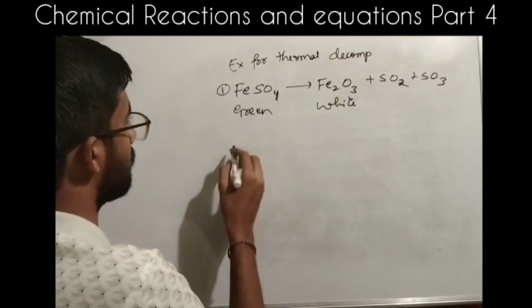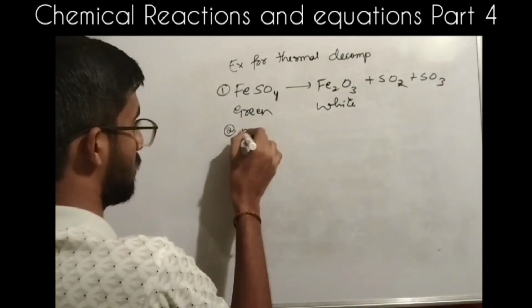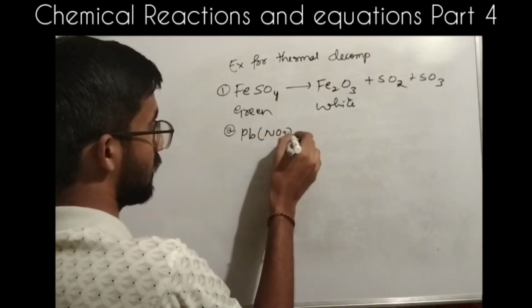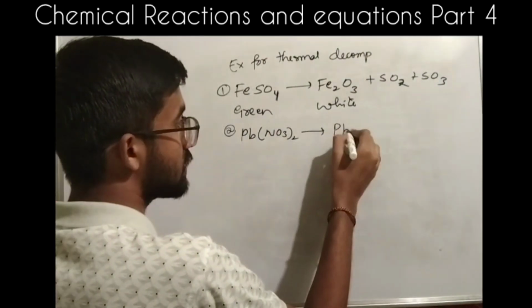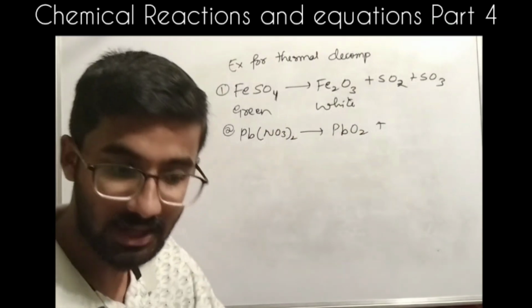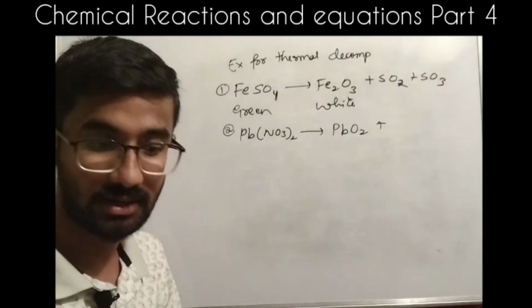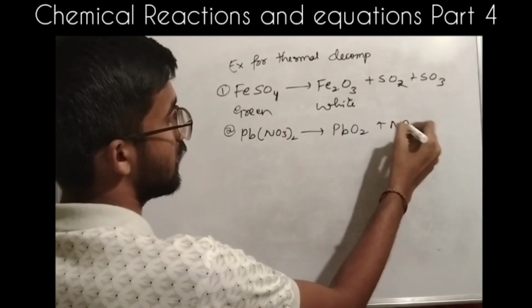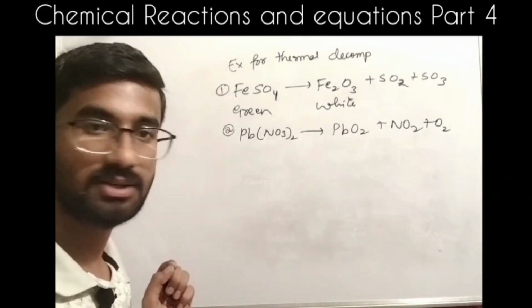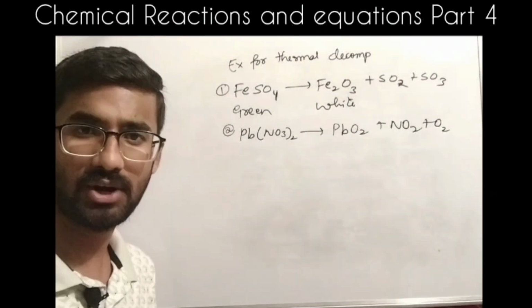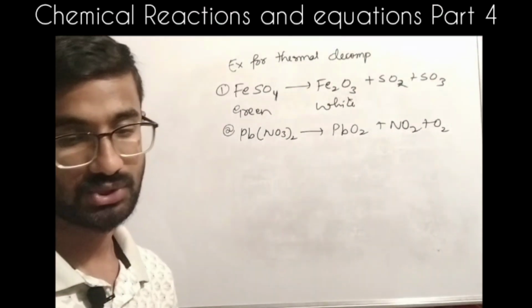Another example you have balanced in the balancing chapter: lead nitrate. It is a single reactant, but what does it give? Lead oxide, plus the gases liberated, nitrogen dioxide and oxygen. It is also a type of decomposition reaction. A single reactant gives many products, and it is another example of thermal decomposition.